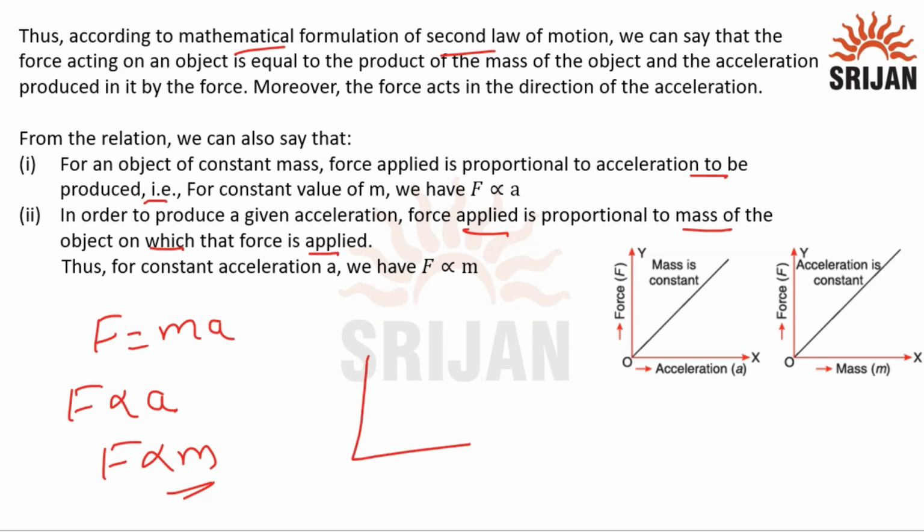So what are the graphs here? For force versus acceleration, the graph is like this because mass is constant. For force versus mass, the acceleration is constant, so the graph is like this. Okay, so this is the graph for force to acceleration and force to mass.